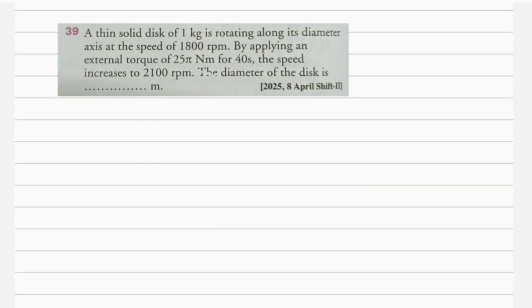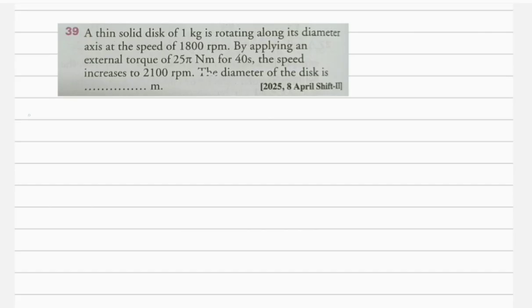A thin solid disc of 1 kilogram is rotating along its diameter axis at the speed of 1800 rpm. By applying an external torque of 25 pi Newton meter for 40 seconds, the speed increases to 2100 rpm. The diameter of the disc is dash meter. This question came in 8th April shift 2 2025 examination.